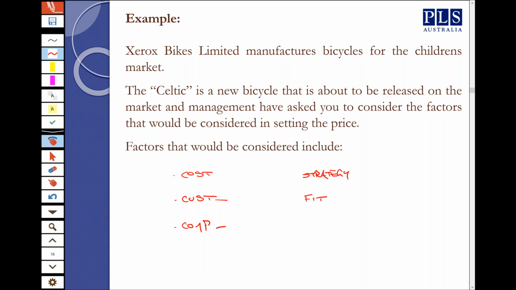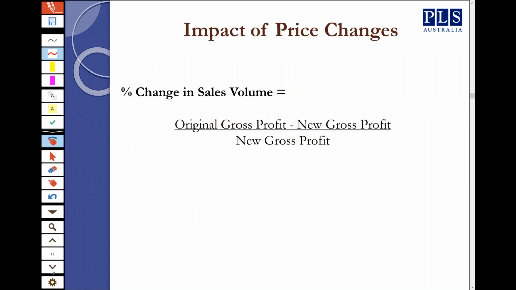Again, we're saying they manufacture bicycles and this is a new bicycle. So where does it fit in the range? Is it mid-range? Is it the lower end? Is it the higher end? So they would be just an example of some of the factors. What I was going to suggest, however, is that as you build through, you will find there is a formula presented in the Institute's material.